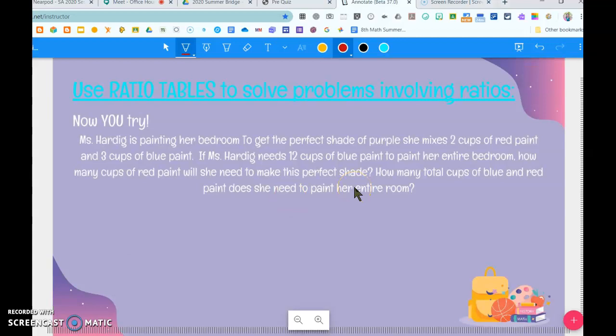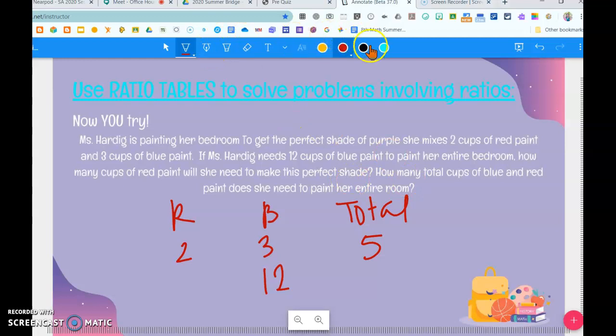All right, so the next example, Miss Hardig is painting her bedroom to get the perfect shade of purple. Okay, so we have red paint and blue paint, and she mixes 2 cups of red with 3 cups of blue to make 5 total cups, and she needs 12 cups of blue paint to paint her entire bedroom. How many cups of red paint will she need to make this the perfect shade?